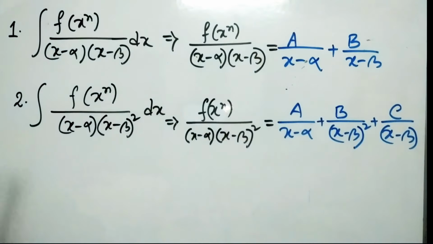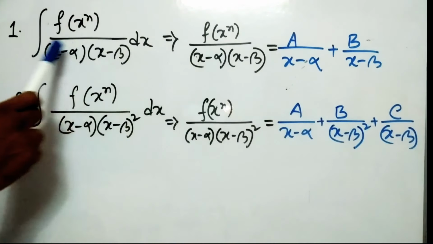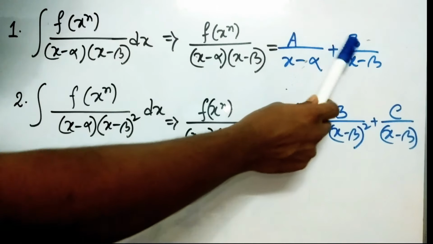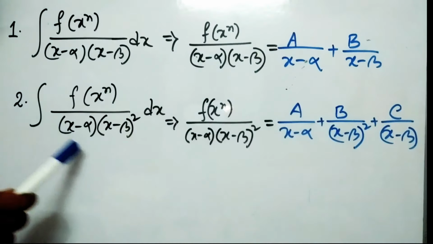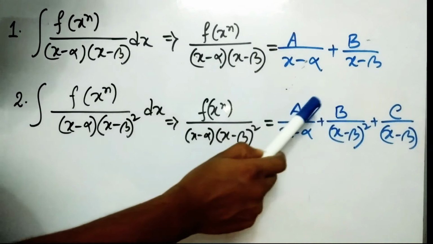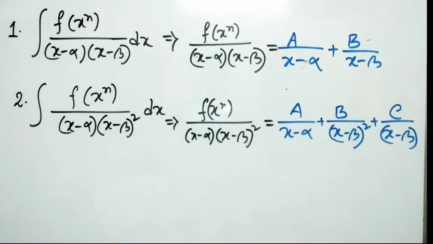Now see that here the degree of the denominator was 2, so we had to take two constants a and b. Now here the degree of the denominator is 3, so we have taken three constants a, b and c. So let us go for the third category.